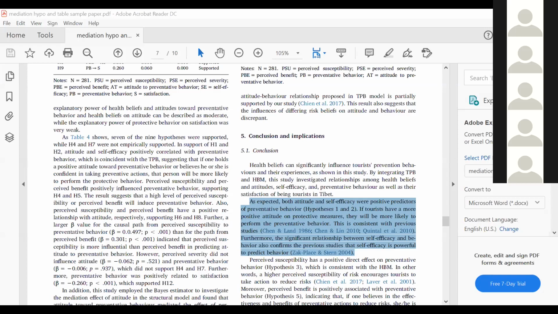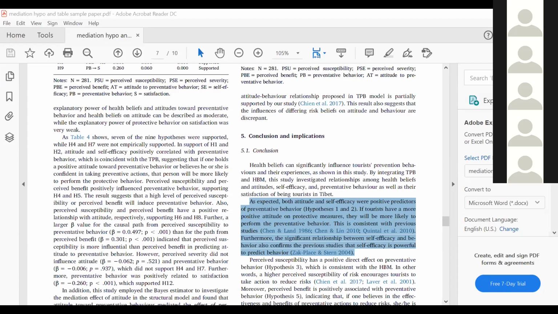If you remember, he said this thing impacts this thing. Now look at what he's written. His hypothesis has been proven numerically through some value, say beta coefficient value or whatever value. He's proven it in chapter number 4. Now he's explaining it theoretically or qualitatively in conclusion. How does he explain? Please read the paragraph. Self-efficacy, positive predictors of behavior, which means my hypothesis was true, which means attitude had an impact on preventive behavior.